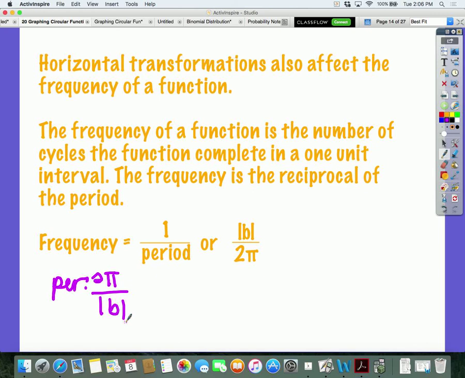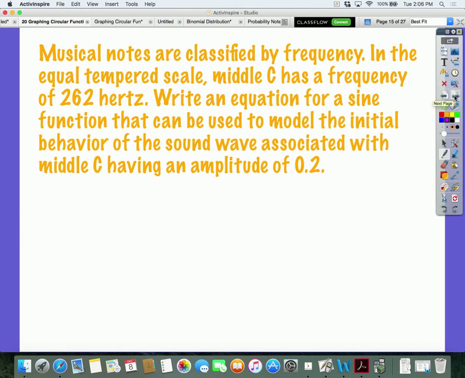Yes, pretty much. Physics is just applied math. So we're going to look at an example. It says musical notes are classified by the frequency. In the equal tempered scale, middle C has a frequency of 262 hertz. We're going to write an equation for a sine function that can be used to model the initial behavior of the sound wave associated with middle C, having an amplitude of 0.2.